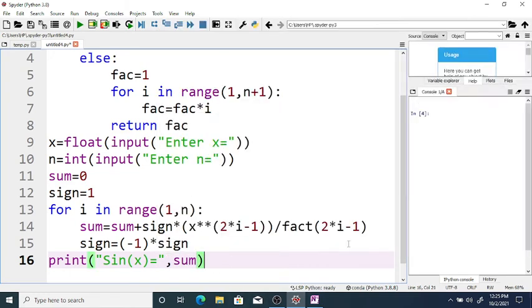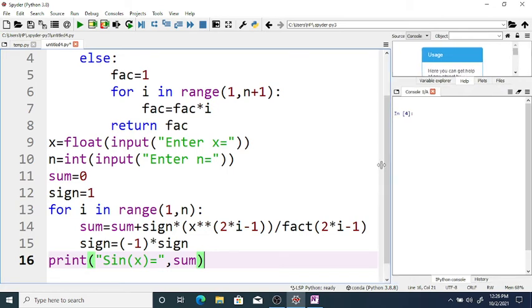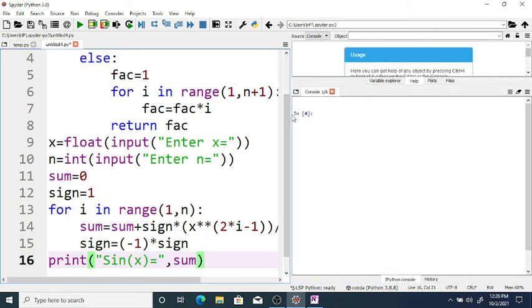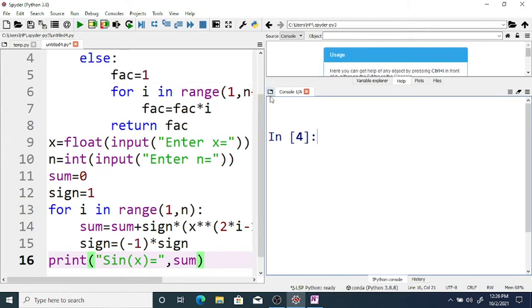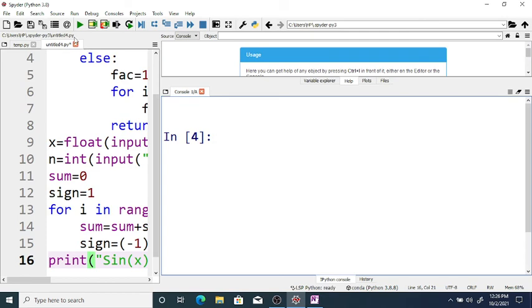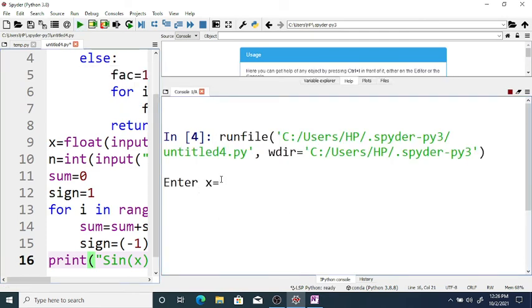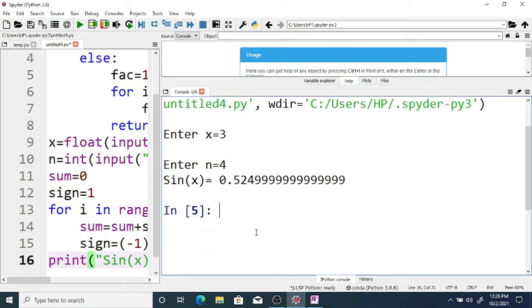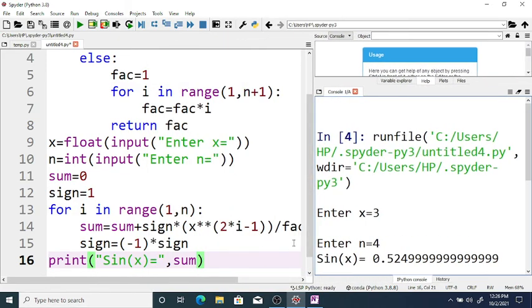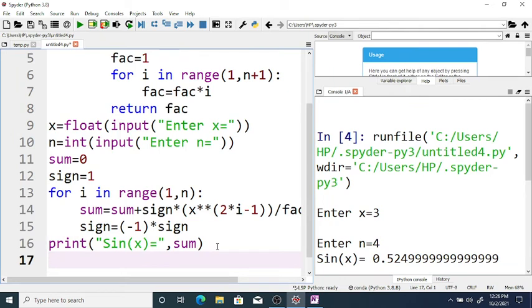Now if you run this code, enter x. Suppose we enter x is equal to 3, n is equal to 4, then the approximate value of sin x is 0.52499.